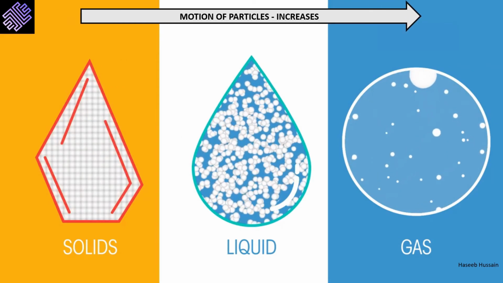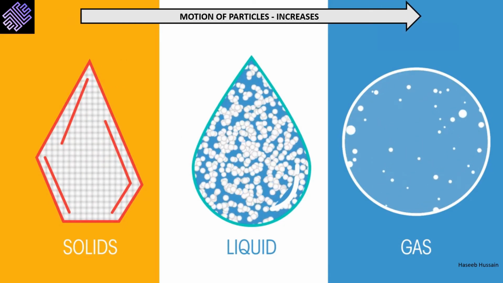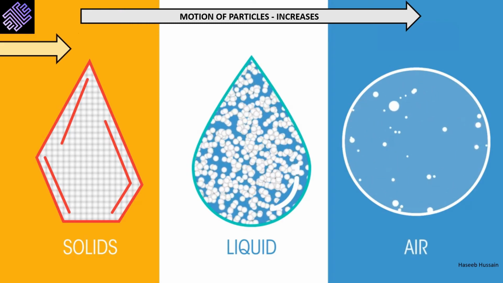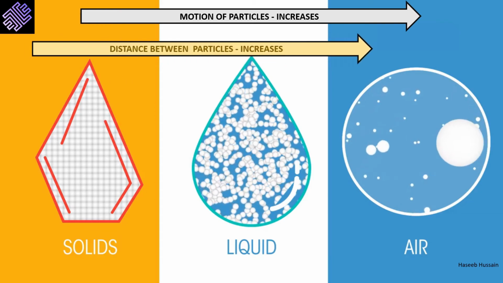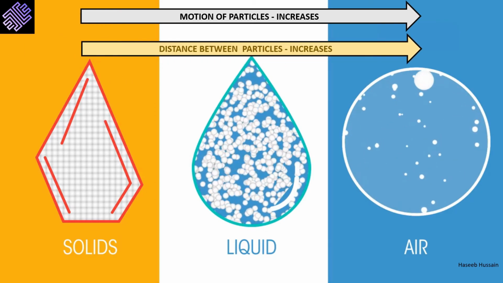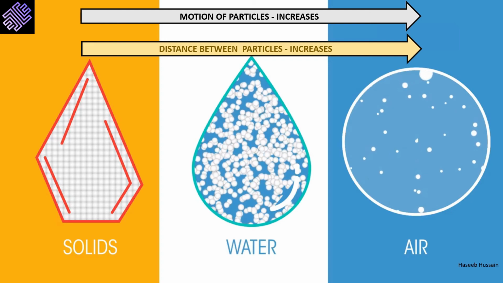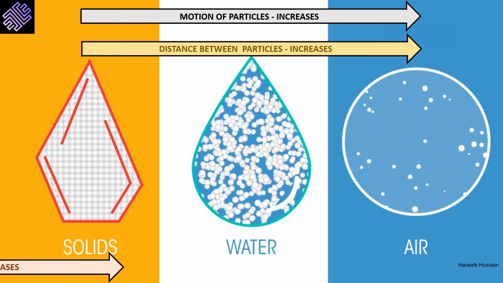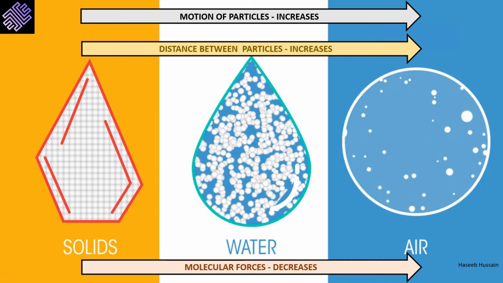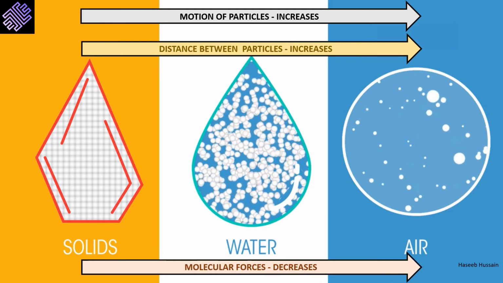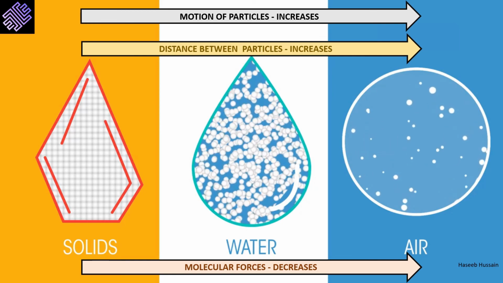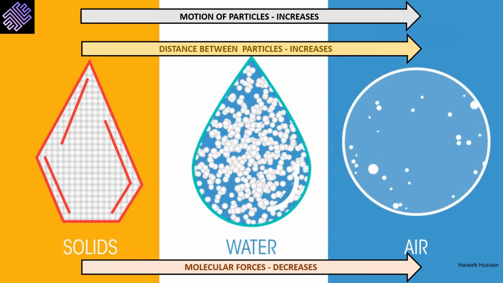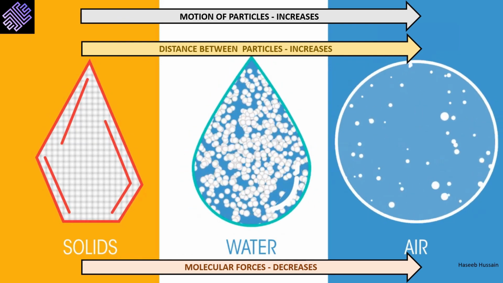As we move from solids to gases, the motion of the particles increases. They start to move more freely, from stationary vibration to random movement. The distance between particles also increases, from a closely packed structure in solids to gaps between molecules in liquids to far apart spaces in gases. All of this is because the strength of molecular bonds decreases as we move from solids to gases. The strength changes from very strong to weak forces as we transition between the different states of matter.